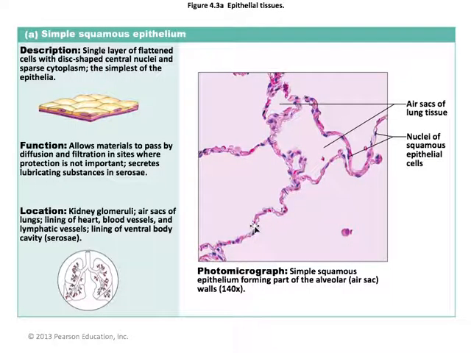But simple squamous epithelium makes up the alveoli of your lungs. So if you look inside of your lungs, at the very end points where actual air exchange takes place, you need to allow for a very thin layer of cells to be present there. So simple squamous epithelium allows you to have just one single layer of cells so that oxygen and carbon dioxide can pass easily back and forth. And you can take a look here at the different descriptions, functions, and locations.